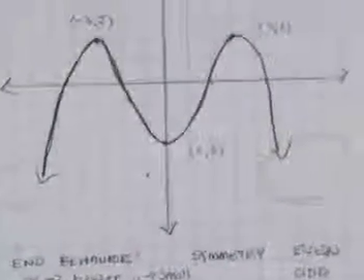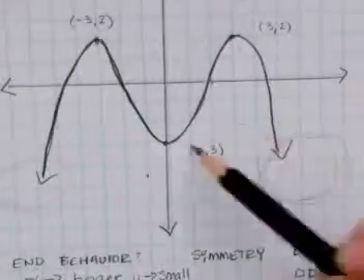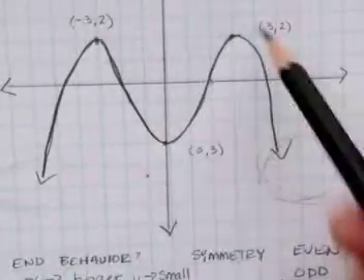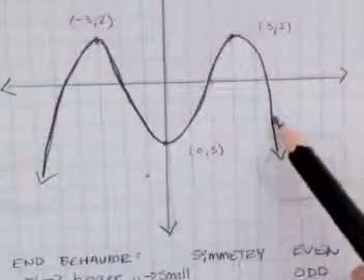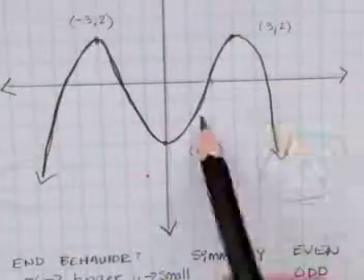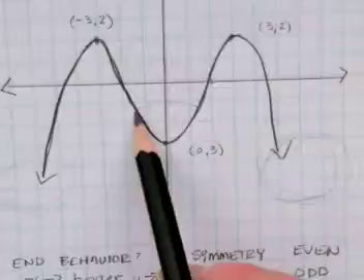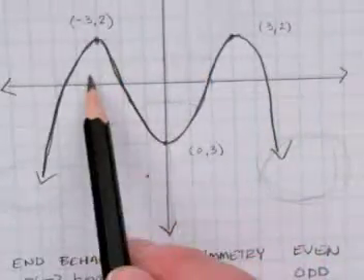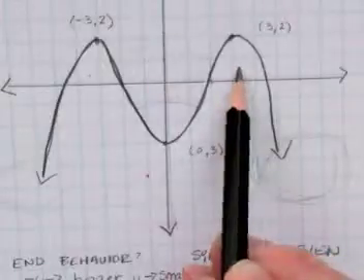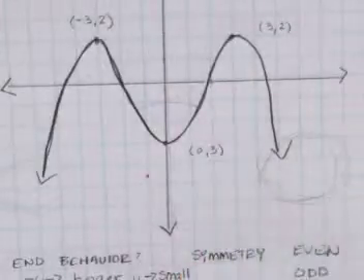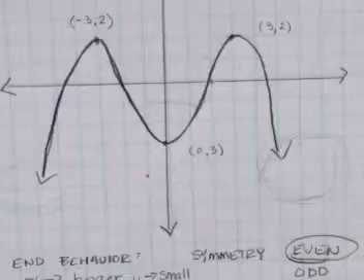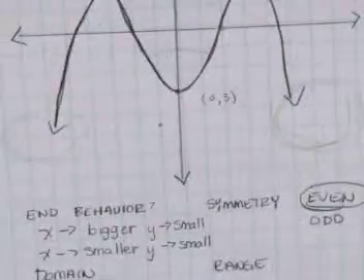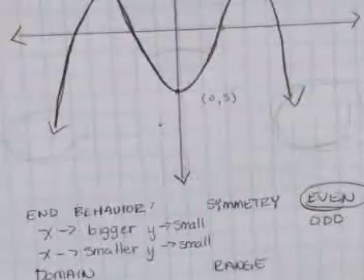So I want you to take a look at the function and notice that if I folded this graph right here on the y-axis, each part would land right on top of the other part. This would land right there. This would land right there. In fact, this side is a reflection of this side across the y-axis. And when that's true, we describe our function as having even symmetry. So this graph is an even function.